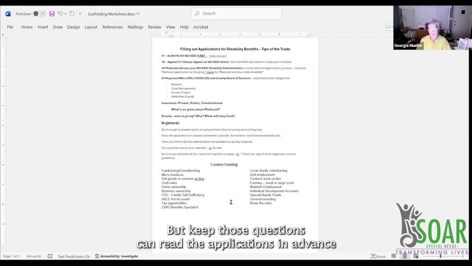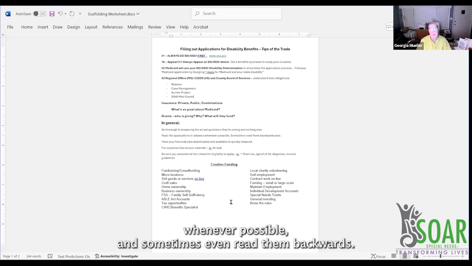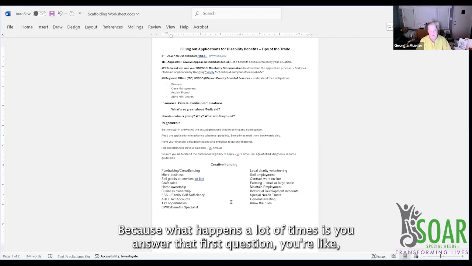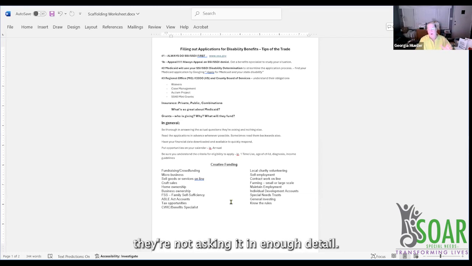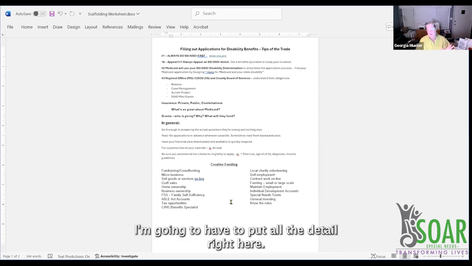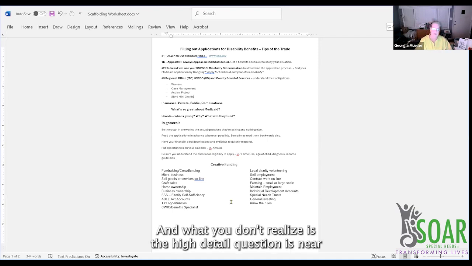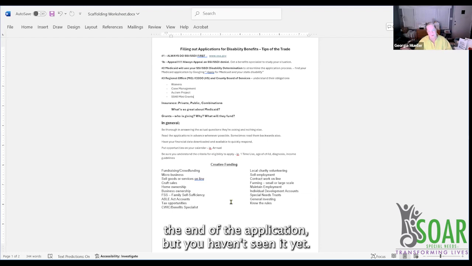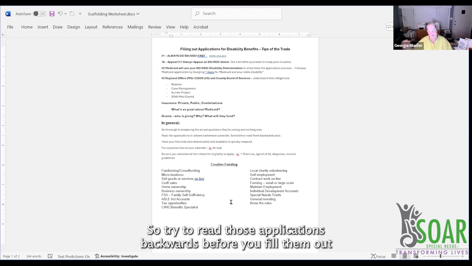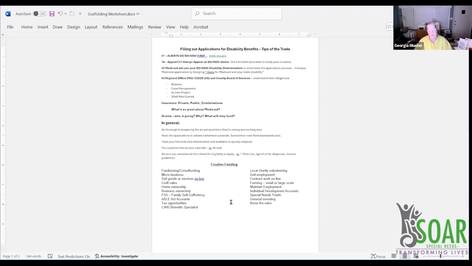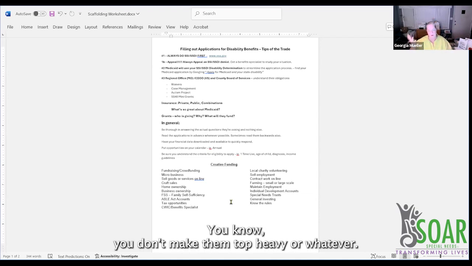Read the applications in advance whenever possible, and sometimes even read them backwards. Because what happens a lot of times is you answer that first question, you're like, oh, they're not asking it in enough detail. I'm going to have to put all the detail right here. And what you don't realize is the high detail question is near the end of the application, but you haven't seen it yet. So try to read those applications backwards before you fill them out, so you don't top load, you don't make them top heavy.